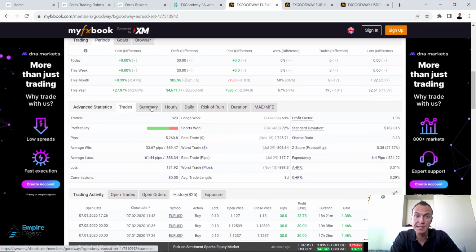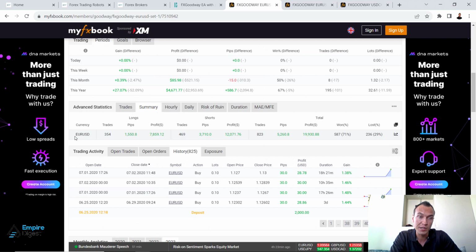Next, you want to have a look at the summary to make sure it is trading the Euro USD. In this case, you can see it's trading the Euro USD, the amount of pips, the amount of profit, etc. You can have a look at the won percentage and the lost percentage, and that's how you see a summary. Some forex robots will trade numerous other forex pairs.